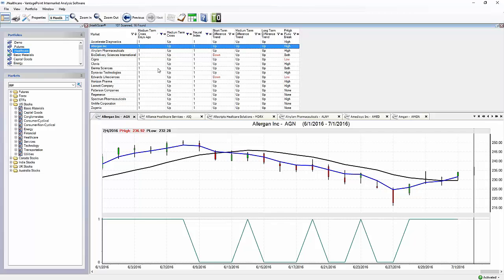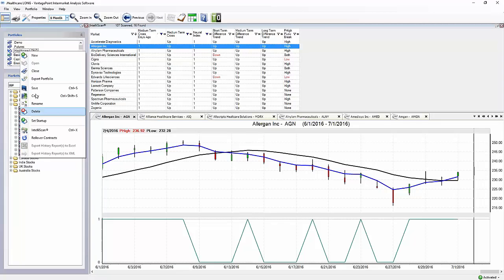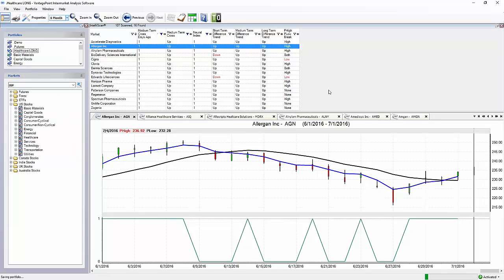Now, once you scan through all of these opportunities, you can save this very, very easily here. So I can go over to healthcare. I can actually rename this if I want. So we could say long positions, since these were all scans to the upside. I can right-click, hit save, and now next time I come back to this portfolio, all of these are already filtered out for me.